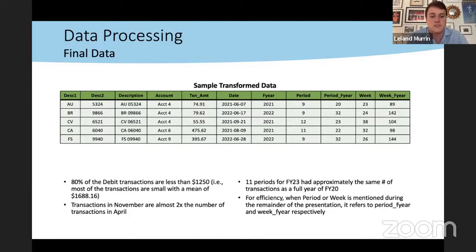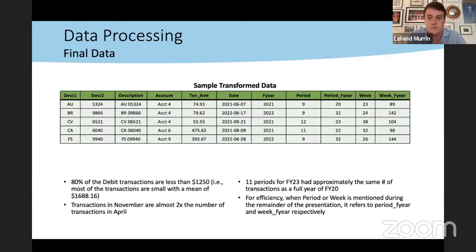Most of the transactions occurred in the fall of each year. November had big spikes, almost 2 times the amount in April. Some of that could be pandemic related, but it just depends. For fiscal year 23, we only had visibility into 11 periods out of the 12. But even despite that, just about the same amount of transactions occurred in those 11 periods as in the 12 full periods of fiscal year 2020.